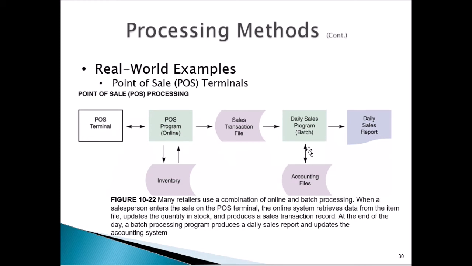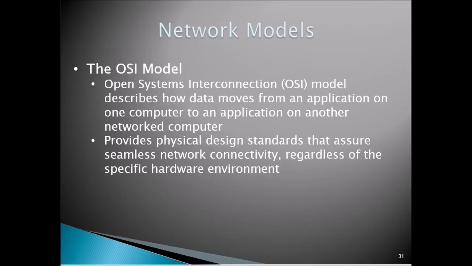And you can see how the accounting system is batched up overnight, whereas the point of sale system affects the inventory immediately. The OSI model, the Open Systems Interconnection model, describes how data moves from an application on one computer to an application on another networked computer. It provides a physical design standard that assures seamless network connectivity regardless of specific hardware environment.